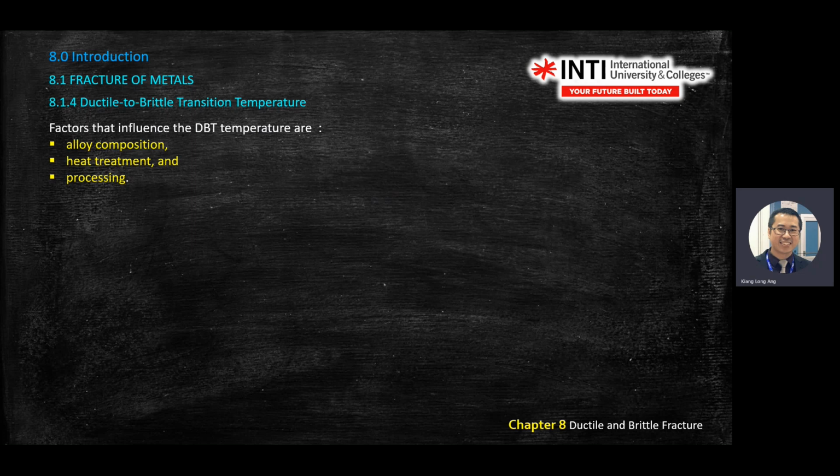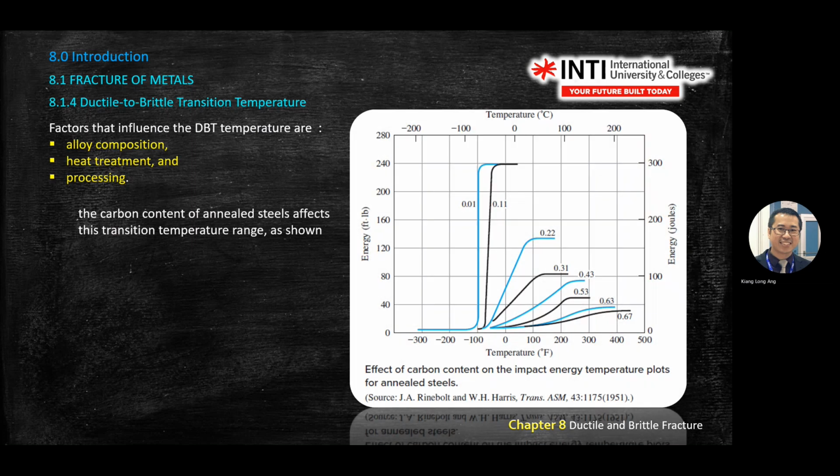Ductile to brittle transition, in my slide I use capital D, capital B, and T. What factors affect the DBT temperature? Composition, heat treatment and processing. Heat treatment and processing are actually the same area. Heat treatment is done because you want to make the material stronger. Processing is how you do it. In one of the chapters before this, we did a chapter on processing: you hammer it, you roll it, you pull it.